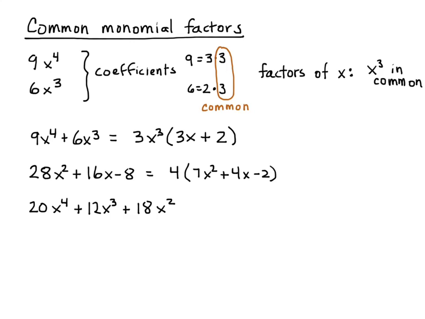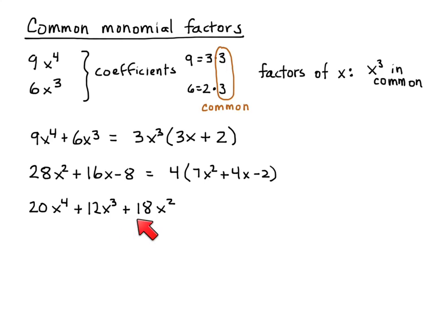And so if we have something like this, we think, wow, x to the fourth, x cubed, x squared, that's really going to look pretty ugly when we factor that. It doesn't really look like a quadratic expression. But if we look at the individual factors here again, 2 times 2 times 5, 2 times 2 times 3, and 2 times 3 times 3.